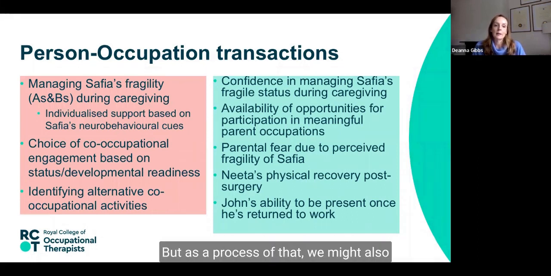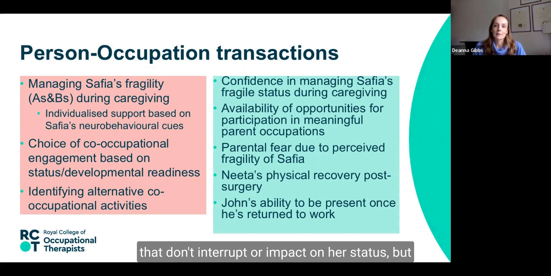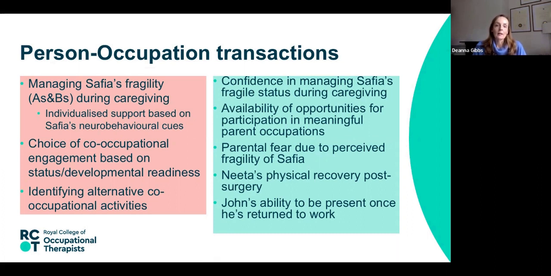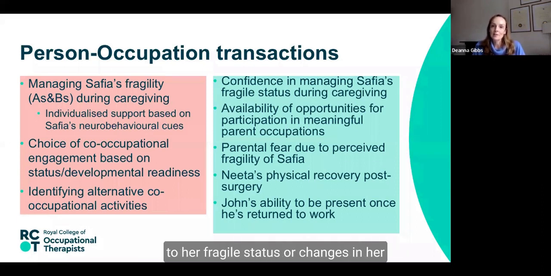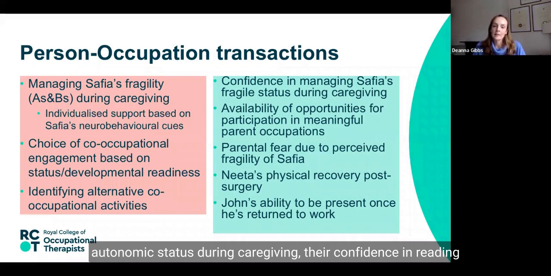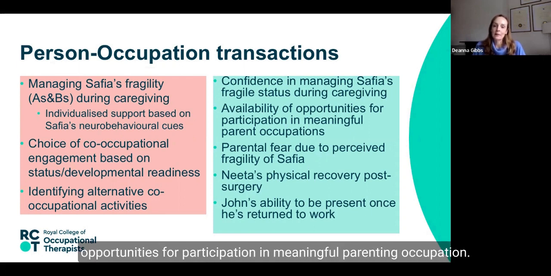But as part of that process, we might also think about what some alternative co-occupational activities are that Sophia can engage in with her parents that don't interrupt or impact on her status, but can still be considered moments of connection and achievement for them all. And then from her parents' perspective, we might be mindful to think about their level of confidence in how they manage or respond to her fragile status or changes in her autonomic status during caregiving, their confidence in reading her cues, and the opportunities they have for participation in meaningful parenting occupations.